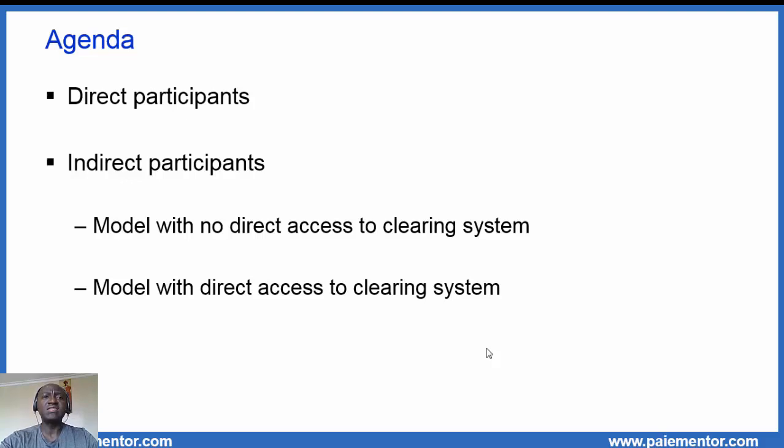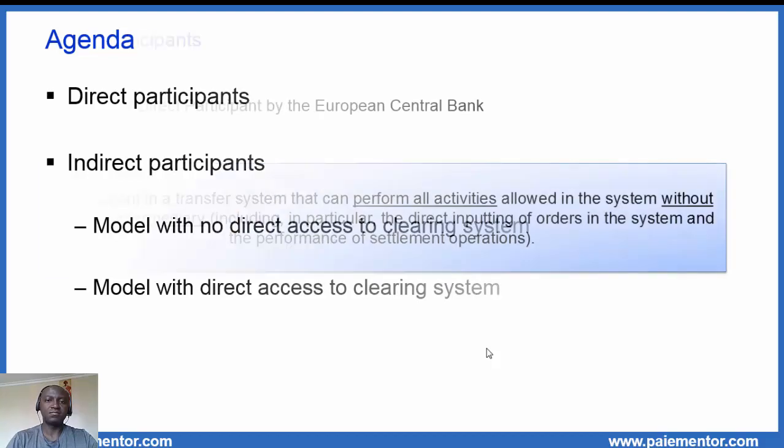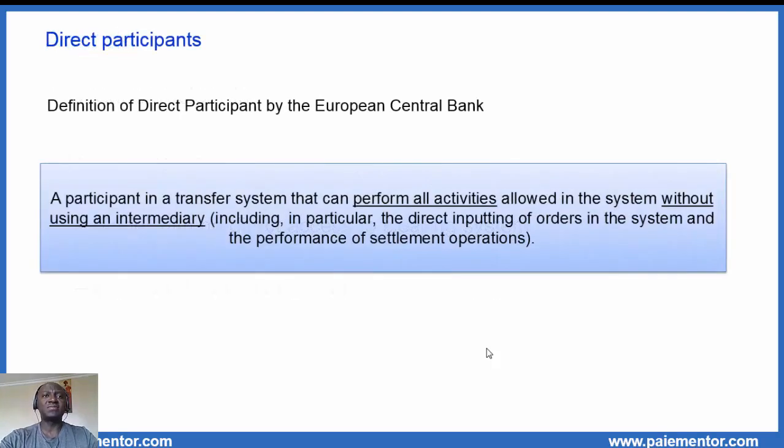So, let's begin with the definition of a direct participant. What is a direct participant? A direct participant is a participant in a transfer system that can perform all activities allowed in the system without using an intermediary, and particularly the direct inputting of orders in the system and the performance of settlement operations.